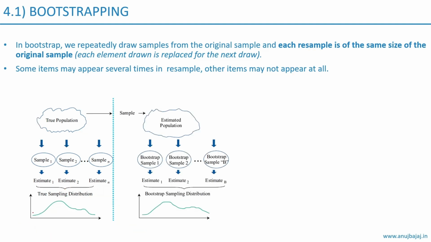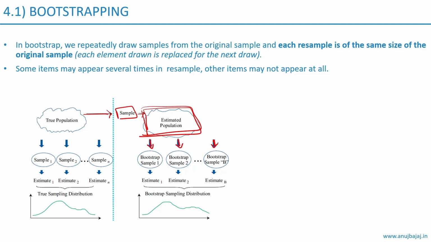So this is the bootstrap process, where from the total population we draw a sample and we treat this sample as our population. So this is the original sample. From this original sample, we take out multiple samples.